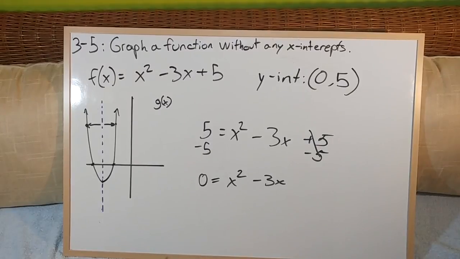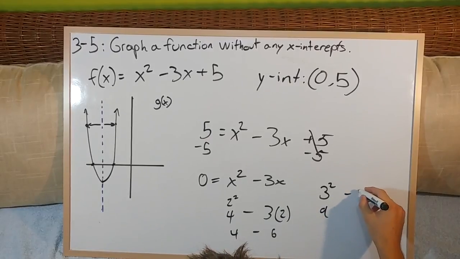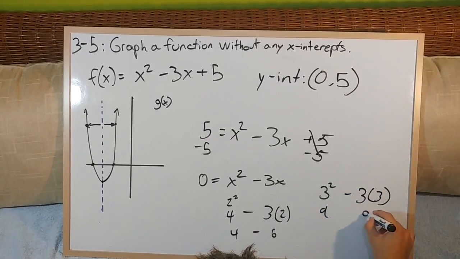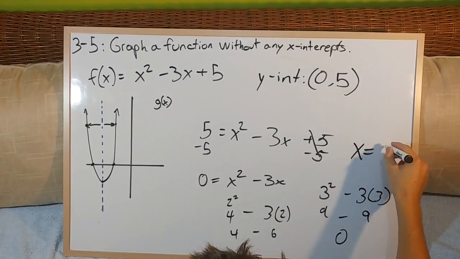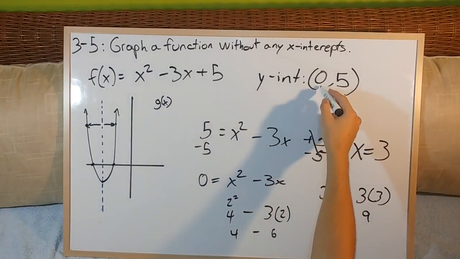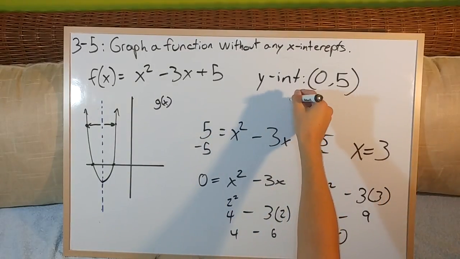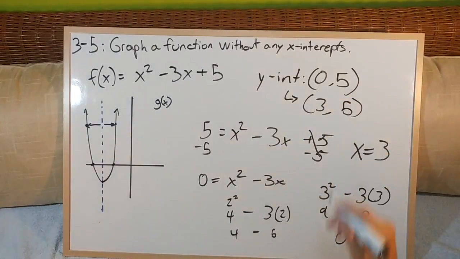What I usually do is just guess random numbers. What about, let's try 2. 2 squared is 4 minus 3 times 2 is 6. Not possible. What about 3? 3 squared is 9 minus 3 times 3 is 9. 9 minus 9 is 0. 3 is another x value that is on the same y line as our y-intercept, (0, 5). So another point would be (3, 5).